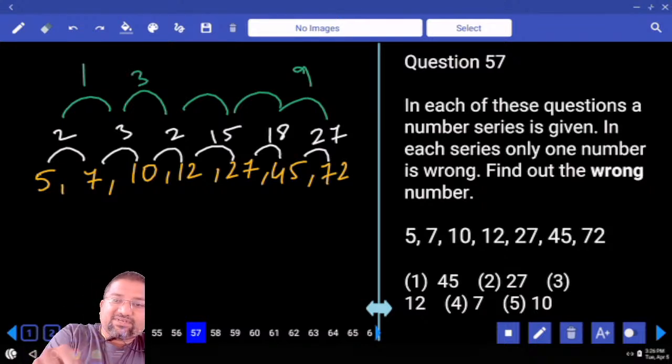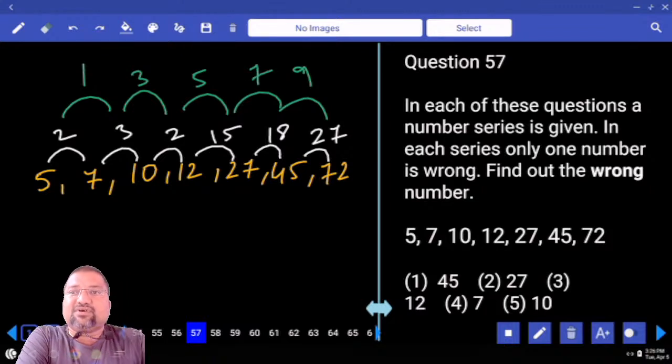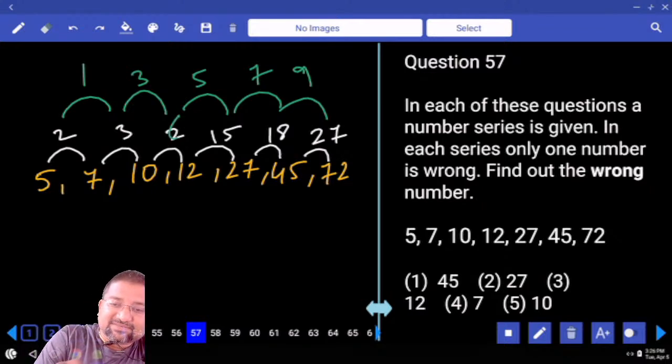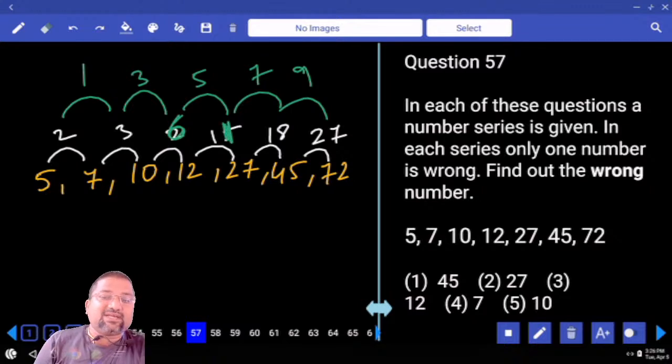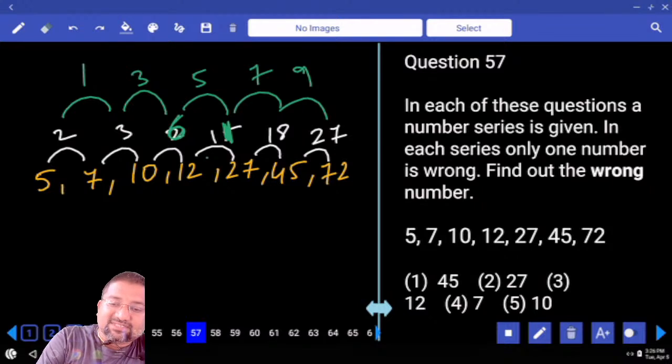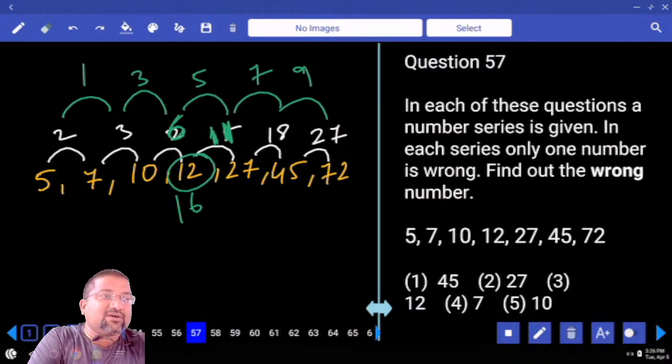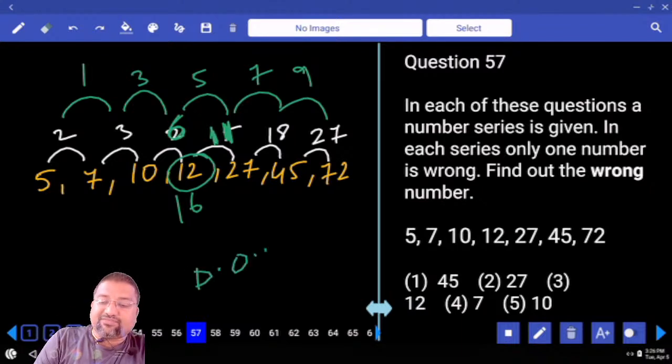If this is 3 and this is 5 and this is 7, these are all what? Consecutive odd numbers. 2 plus 1, 3, 3 plus 3 is 6. 6 plus 5 is what? 11. Let me check whether I'll get the correct answer or not. 10 plus 6 is what? 16. 16 plus 11 is what? 27. Absolutely right. I got the answer from difference of difference.